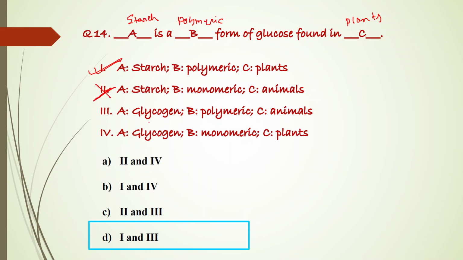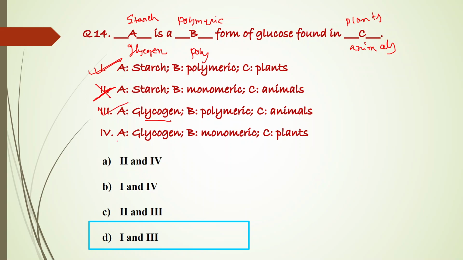Coming to the third one, it is saying glycogen. So in place of A we have to put glycogen is a polymeric form of glucose. We all know again glycogen is a polymeric form of glucose that is found in case of animals. Yes, so this is a correct statement. Glycogen is a polymeric glucose which is found in animals.